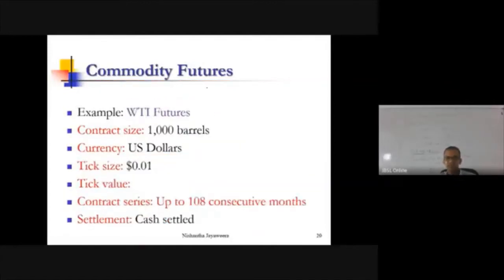Then when it comes to commodity futures, take oil futures. We call it WTI futures, because there are different sorts of oils. You might have heard WTI is the very famous one in the US, but in the UK, it's not WTI, it's called Brent.